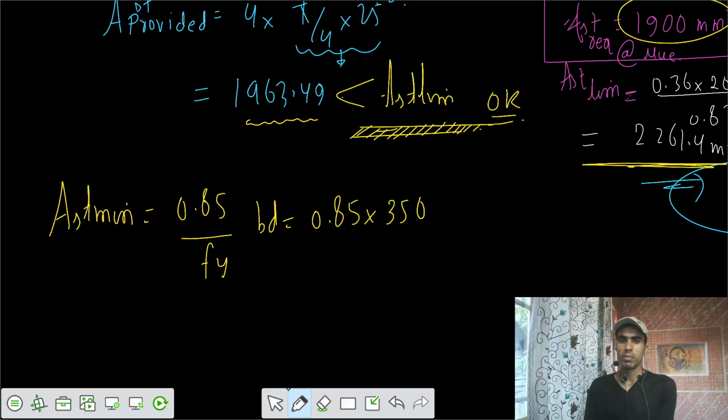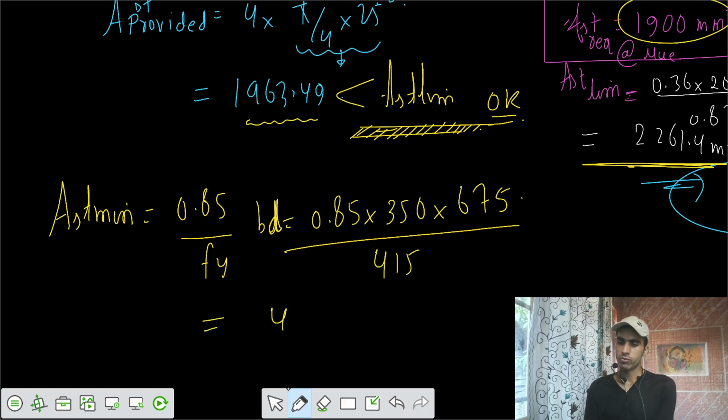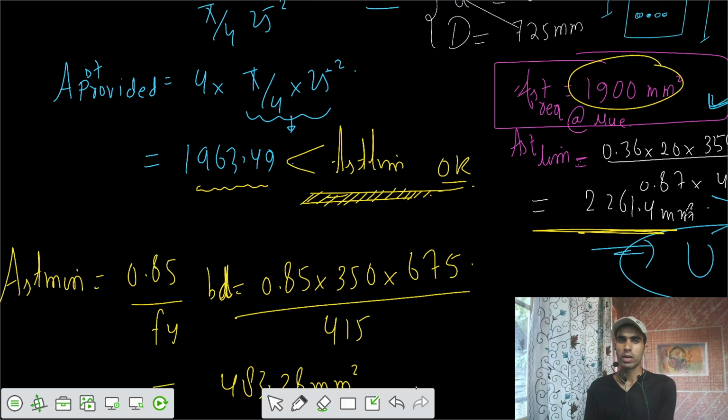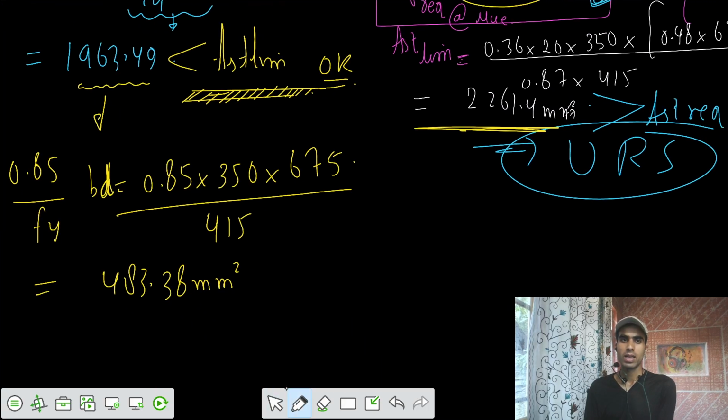That is 350 millimeters of width, and your small d was 675, divided by Fy for Fe415. So AST minimum is 483.38 millimeters square. But we have provided finally 1963. That is greater, that is we have provided more than the minimum, so it's okay.